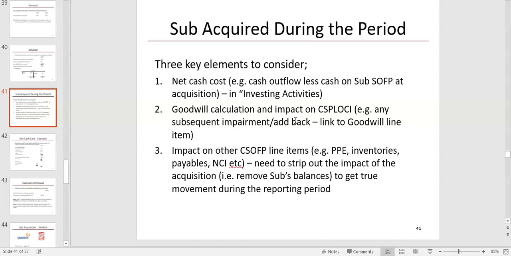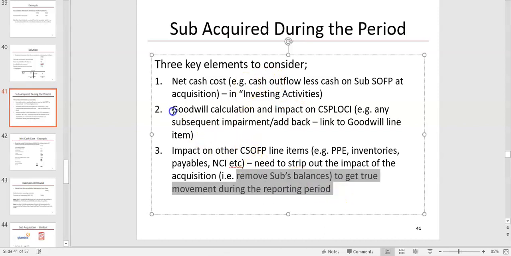So you need to include that impact or strip it out, as we call it, so you're getting a true movement. Technically the movement in trade receivables should be ignoring the subsidiary's acquisition, because that was nothing to do with the impact on cash flow. Same with the increase in property, plant and equipment. Some of that increase is not due to you paying money for property, plant and equipment. It's coming as part of the subsidiary's acquisition.